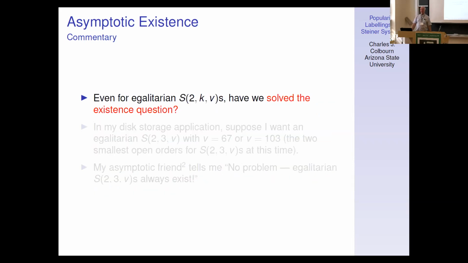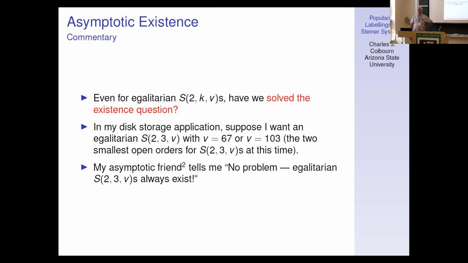Now, another thing I really want to spend a little bit of time on is this. I could now stand up and say, I have solved the existence question for egalitarian S2KVs. And so have I, or what exactly have I done? Well, if I have a disk storage application and somebody says, what I need is a Steiner triple system on 67 points, that's egalitarian.